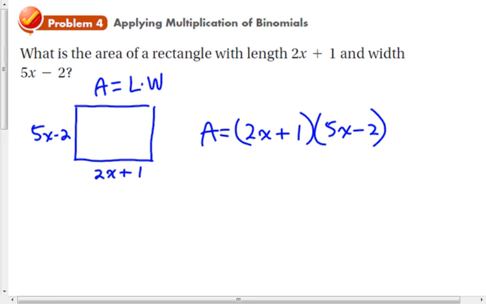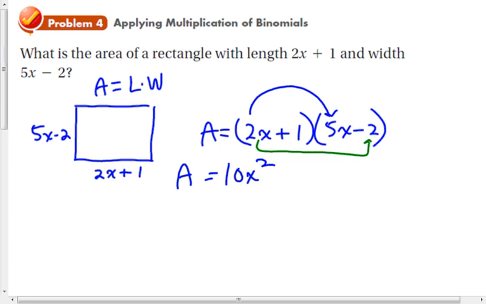And then you kind of choose a method for doing this. I think I'm going to use the FOIL method. And so I'm going to multiply the first two terms together, these two. And that gives me 10x squared. And then I'm going to do the outside two terms, which are the 2x and -2. So that's going to give me -4x. And I'm going to do the inside two terms, that's these two.